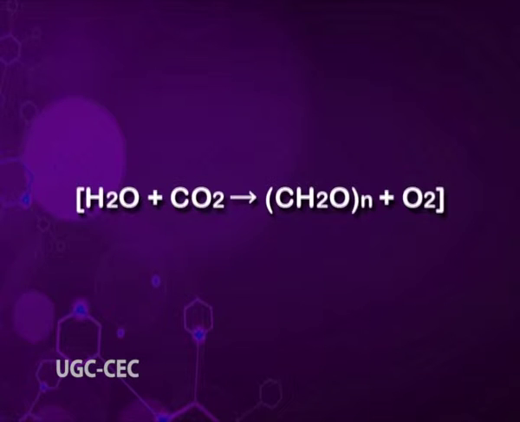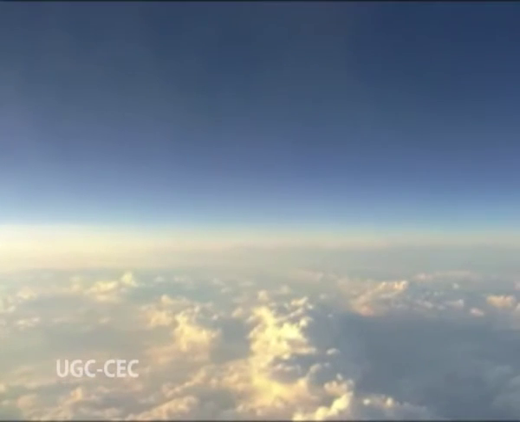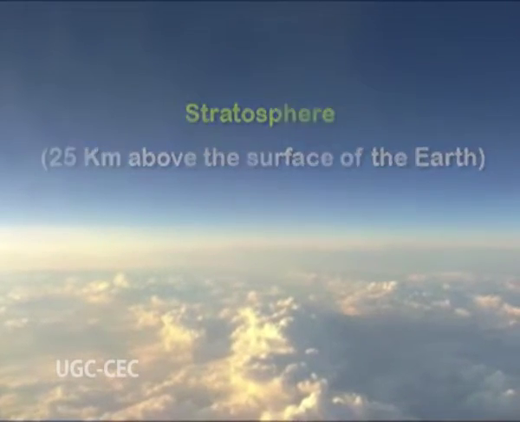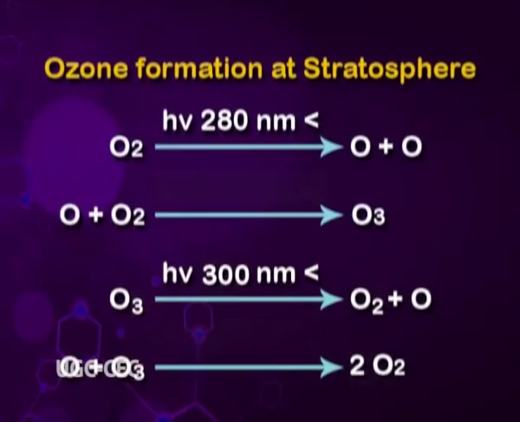Oxygen, a byproduct of photosynthesis, is released to the atmosphere, and in the stratosphere, that is 25 kilometers above the surface of the earth, oxygen is split into monooxygen when it absorbs the ultraviolet radiations below 280 nanometers present in the extraterrestrial sunlight. The highly reactive monooxygen then combines with a molecule of oxygen to form ozone. So, ozone is formed in the stratosphere in this manner.